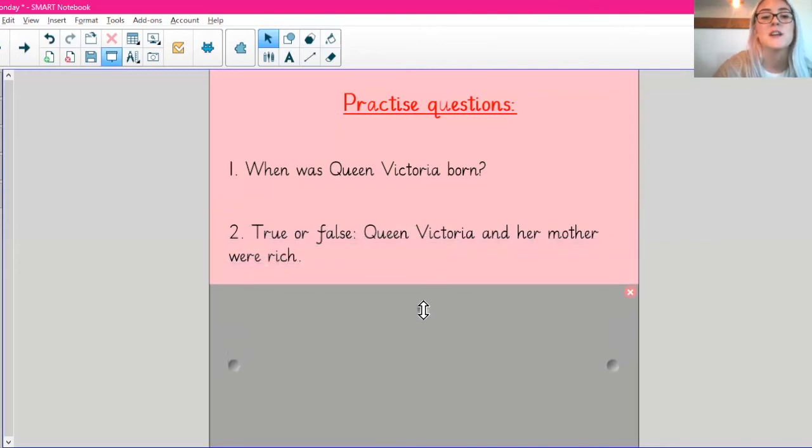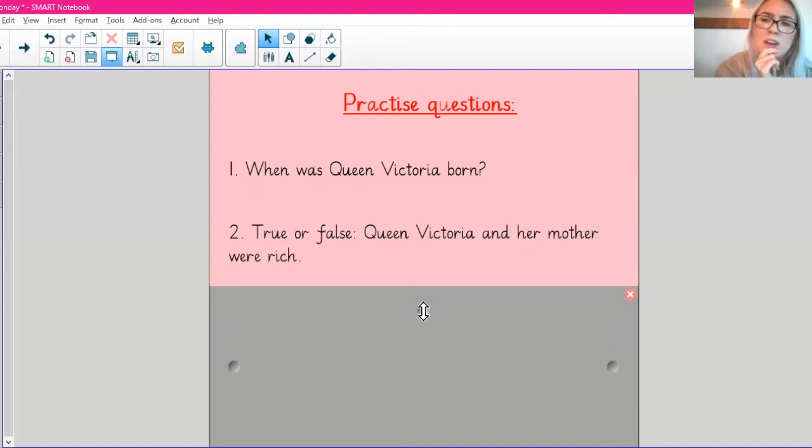The next question is a true or false question. And it says, Queen Victoria and her mother were rich. Now, that's a statement. So what we have to do if it's a true or false question is skim and scan and read the text and see if that statement is true or if that statement is false. So having a look at that statement, Queen Victoria and her mother were rich.